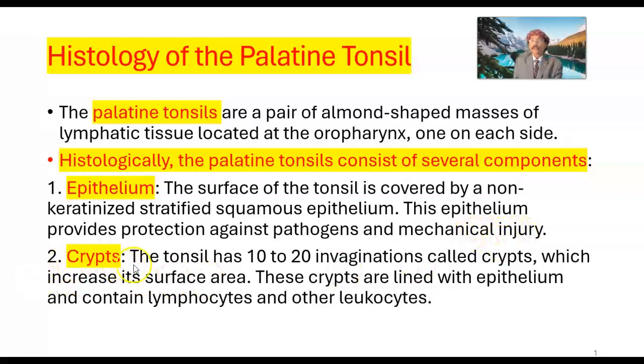Crypts, that means depressions or sulcus. The tonsil has 10 to 20 invaginations called crypts, which increase the surface area. These crypts are lined with epithelium and contain lymphocytes and other leukocytes like neutrophils.